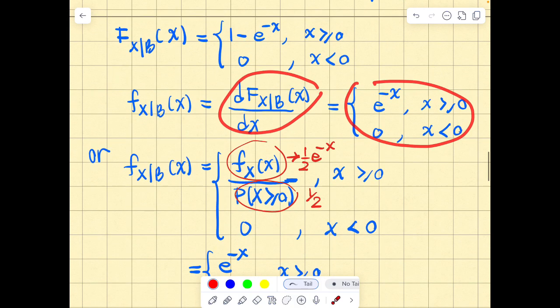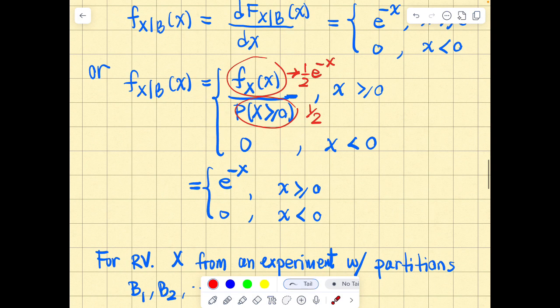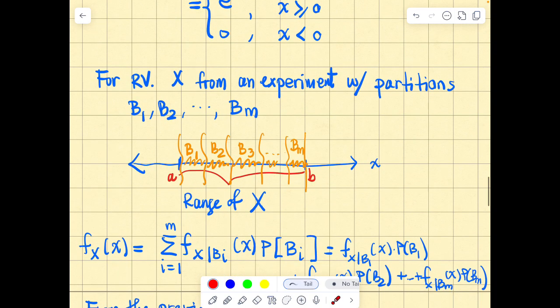That's the first method. Or you can use the unconditional PDF and divide it by the probability of the event, or the probability of the conditions, right? That's going to give you the same answer. Okay. Now the other concept that we want to study is what if the experiment is partitioned into m events, right?